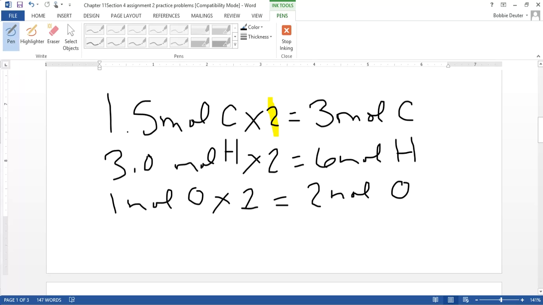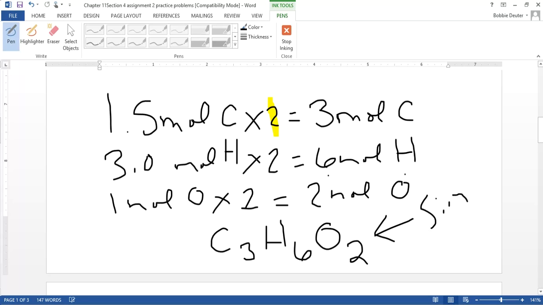So how does this translate to a chemical formula, you're asking me right now? Here's what we're going to do. We're going to put the elements in order: C, H, and O. 3 moles tells us that we have 3 carbon atoms, 6 hydrogen, and 2 oxygen. This is called an empirical formula because this is the simplest form that this can be in. It can't be reduced down.